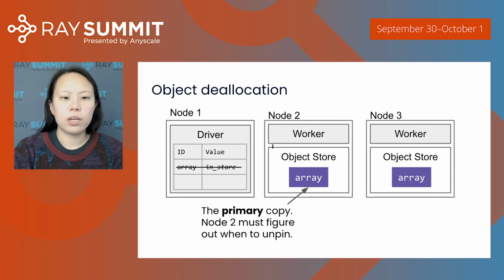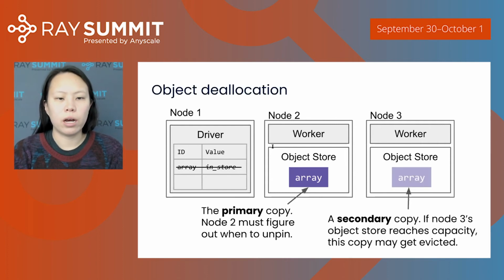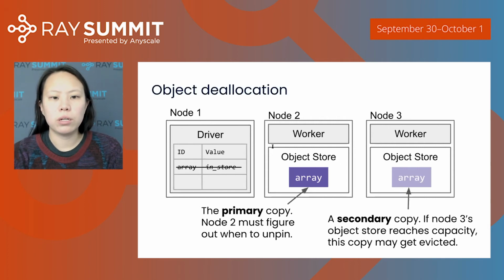During the object's lifetime, we can also create multiple secondary copies. For example, this one got created because we executed a task there that needed the object. Secondary copies might get freed before the object has gone out of scope. For example, if node 3's object store reaches capacity, we might free it early.